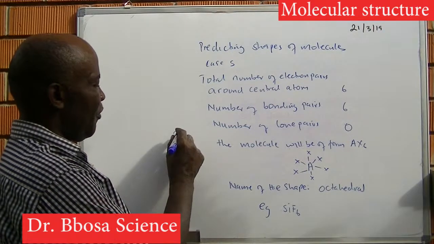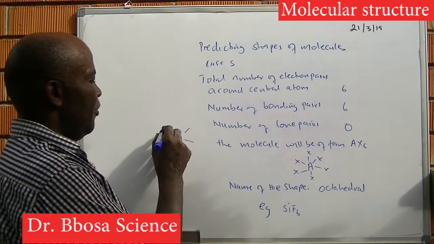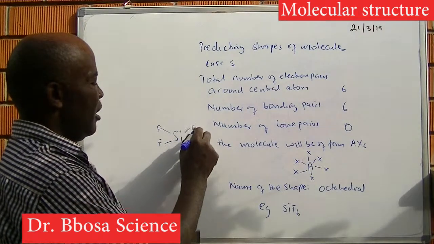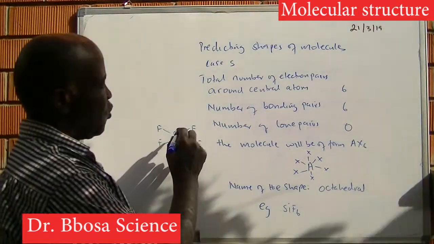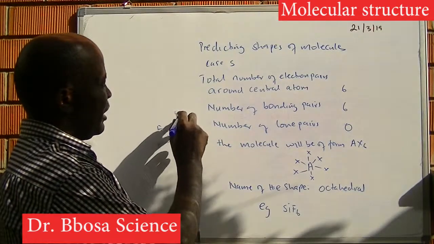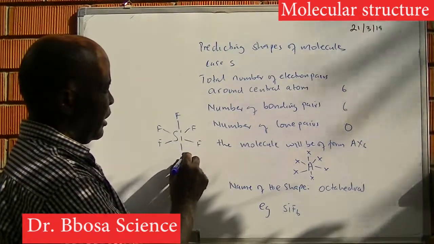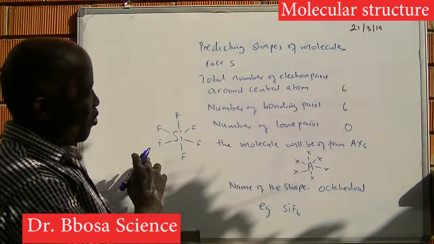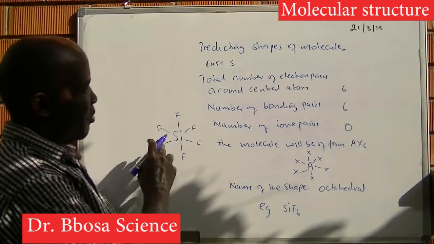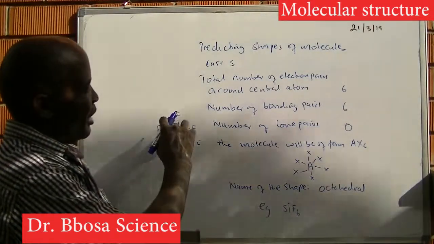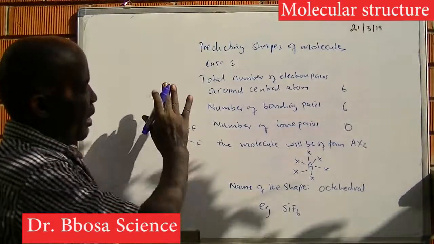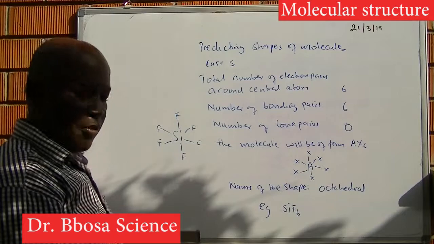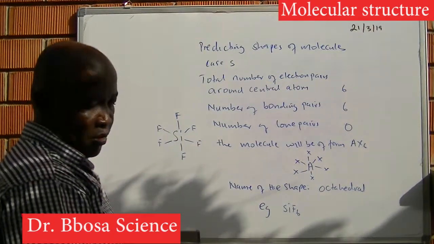In silicon hexafluoride, the 4 fluorine atoms are at the corners of a regular square. One atom projects up, another atom projects down from silicon. Silicon is in the middle of the square. The 4 fluorine atoms are at the corners of the square. Then one fluorine atom projects upwards from the center, silicon, and another fluorine projects down from the center of silicon.